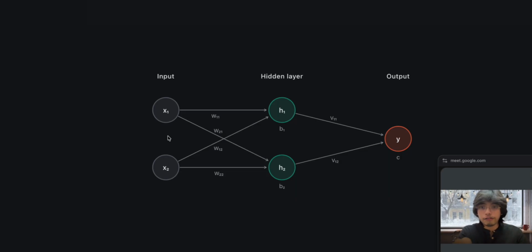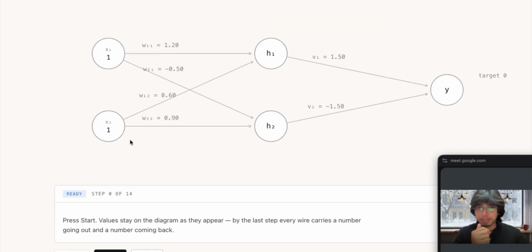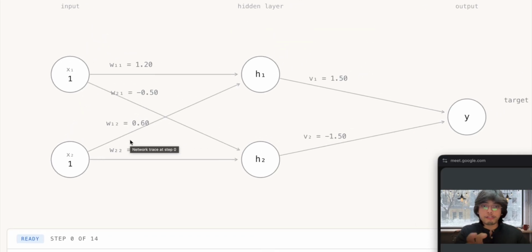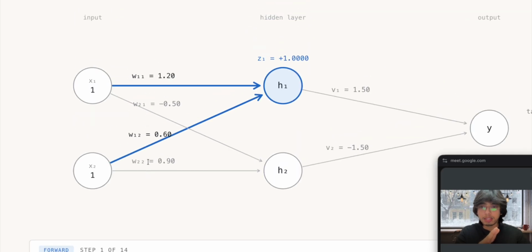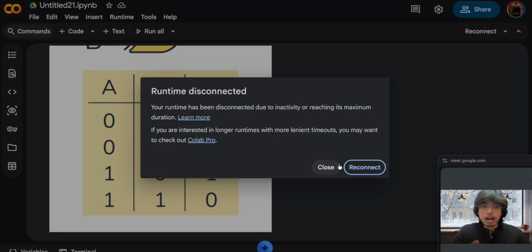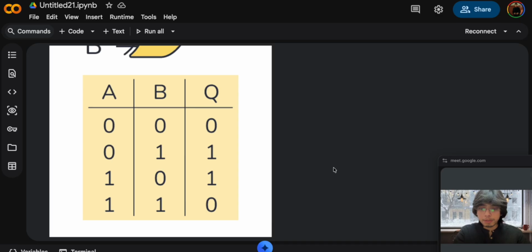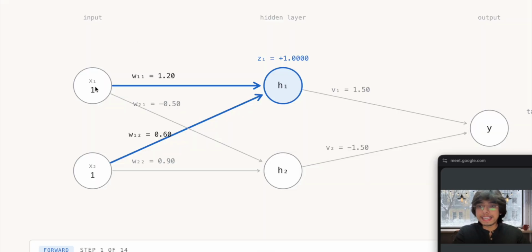So we know the values of x1 and x2, which are the input values. Now how do we go to h1, right? For that, let's do this. To calculate the value of h1, we have to do 2 steps. Number 1 is this. I'm considering this particular example where the inputs are 1 and 1. So as you can see, x1 is 1, x2 is 1. Now we are going to h1.